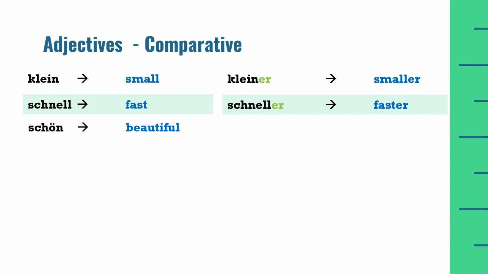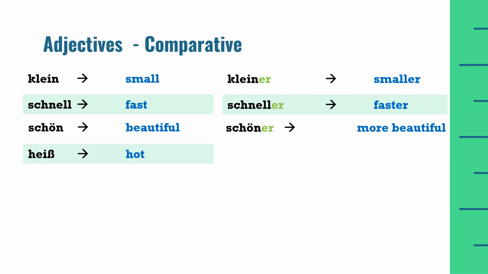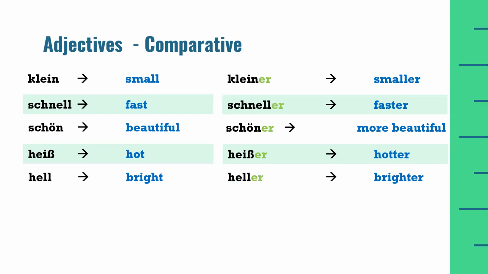If the adjective is schön, which means beautiful, we simply add an -er at the end, and it becomes schöner, which means more beautiful. Heiß means hot, heißer means hotter. So again, we have followed the same rule. Hell, which means bright. If we want to make a comparative form, we simply have to add -er and it becomes heller, which means brighter.